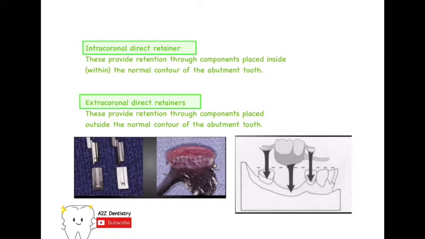As we know, our RPD is going to sit onto the tooth surface by taking attachment or support from the abutment teeth. So basically these intracoronal direct retainers are placed inside the normal contours of the abutment, as opposed to the extracoronal ones which are placed outside the normal contours of the abutment tooth. In the first diagram, what we are able to see is the intracoronal direct retainer, and the second one is the extracoronal direct retainer. We can see that these extracoronal ones are placed away from the tooth, located outside the normal contours of our abutment teeth.